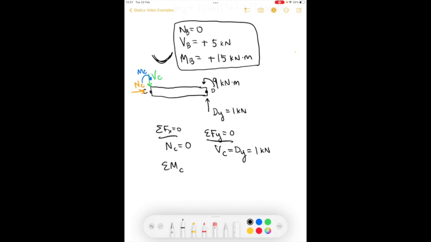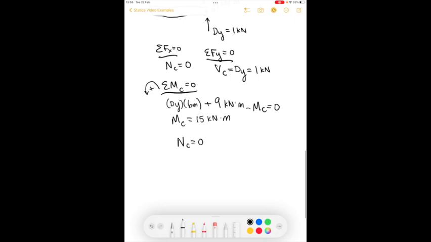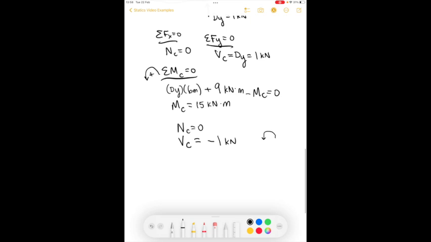And summing the moment about the point C, we find that the moment about point C is 15 kilonewton meters. So again, we'll put our answer here. We find that the normal force at point C is equal to 0. The shear force is negative 1 kilonewton. It's negative because it tends to rotate in the counterclockwise direction.